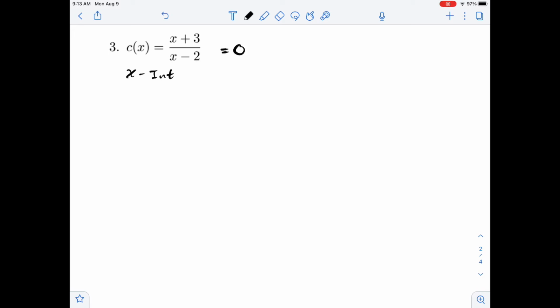X-intercept, I'm just going to let my function equal to 0. What does that mean? It means that my numerator, x plus 3, is equal to 0. I don't have to worry about the denominator, just the numerator. X plus 3 is equal to 0. Well, solving this, very straightforward. Therefore, x is equal to negative 3.